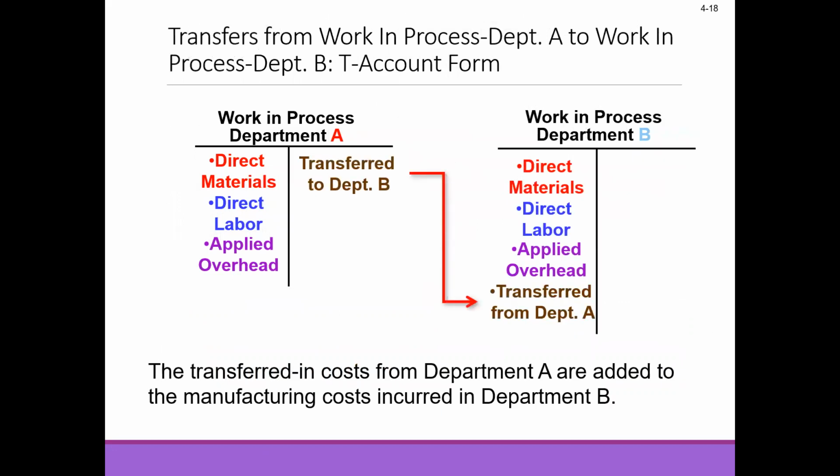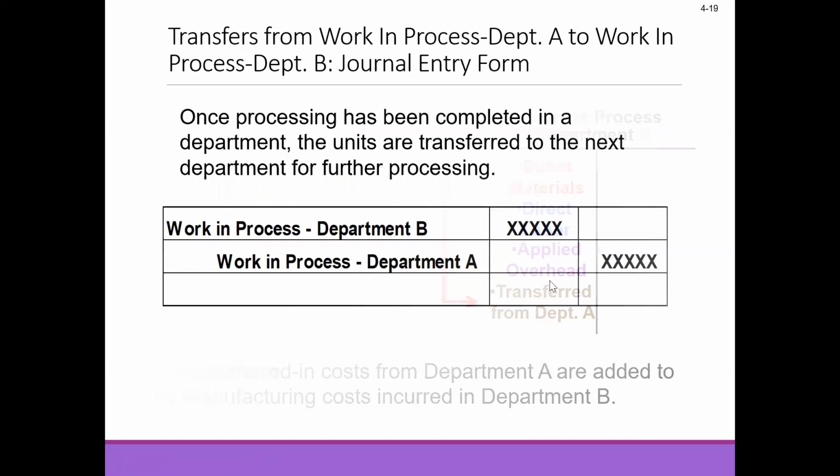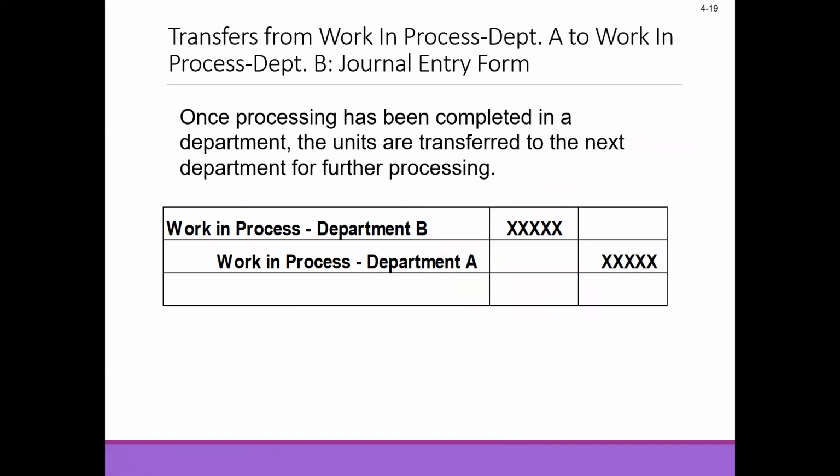Now, if Department A starts first, and they start with processing in Department A, and then the goods move, or the flow moves, to Department B, the transferred in cost from Department A are added to the manufacturing costs that occur in Department B. So once the work is completed in Department A, it will get transferred into Department B. So as you see, once what needs to happen in A is finished, it just all moves into the next department.